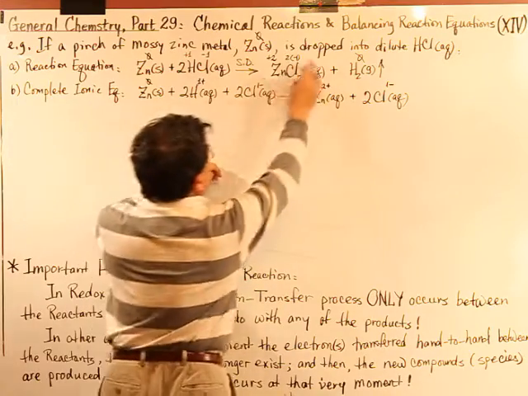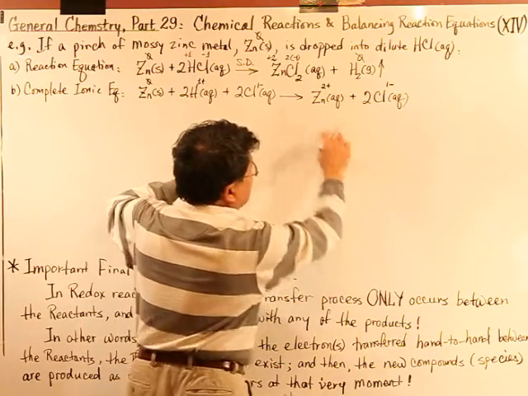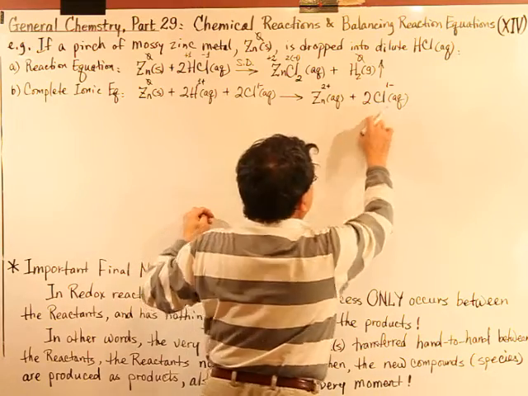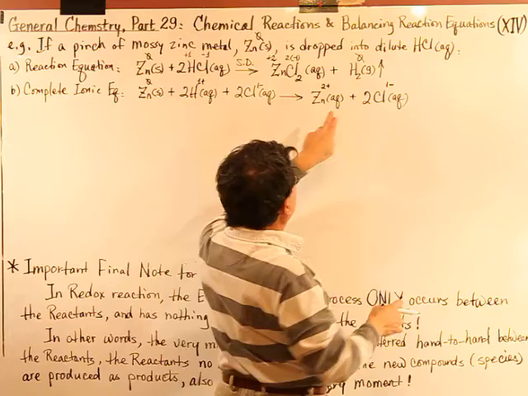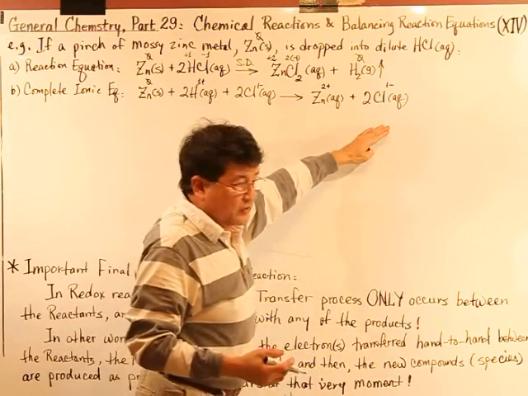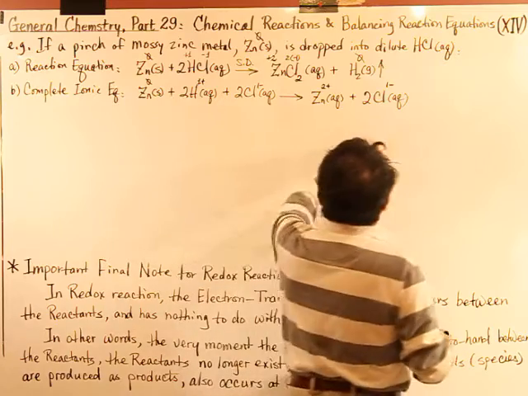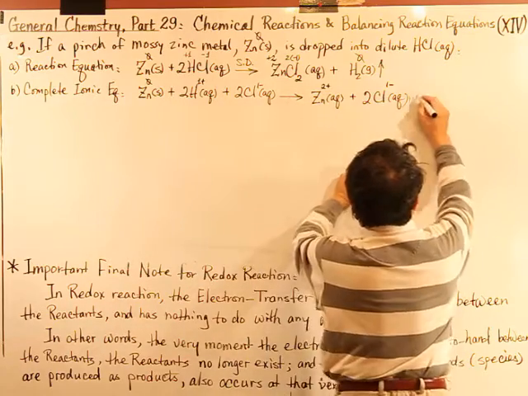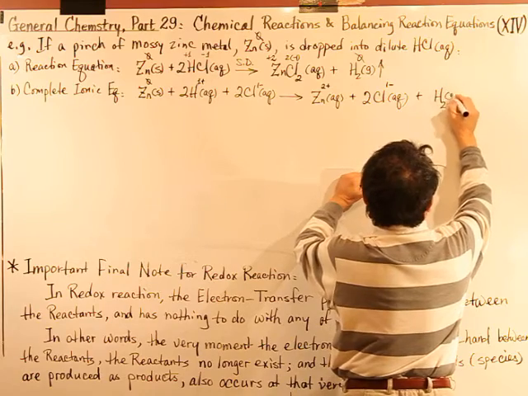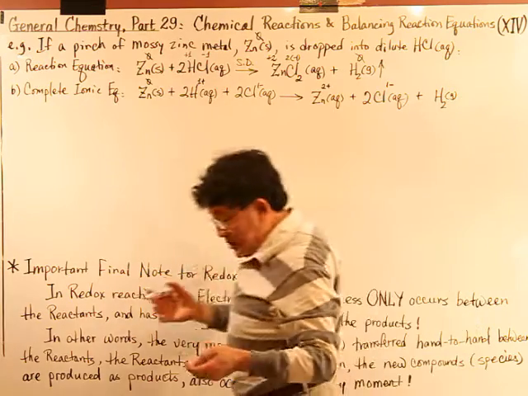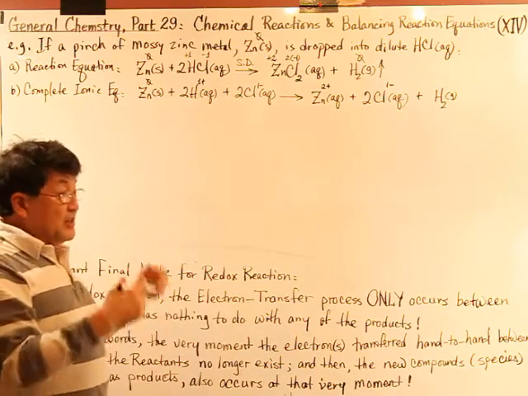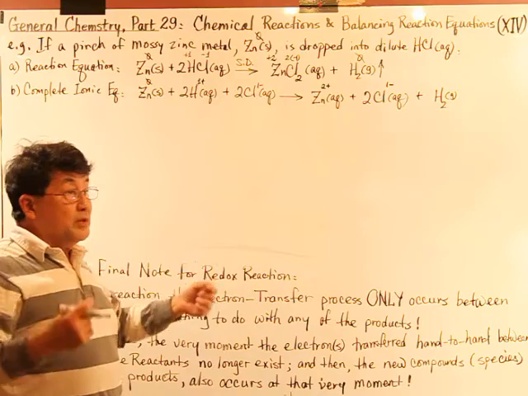Because this whole thing dissociates into these 3 entities: 2 identical chloride and 1 zinc cation. That's 3 different ions, right? Alright, so then what is this? Add this hydrogen gas, right? It's a diatomic molecule, and soon after it is generated, it will bubble out.